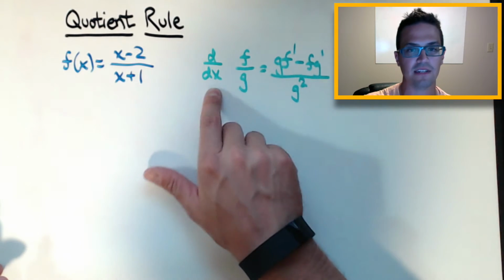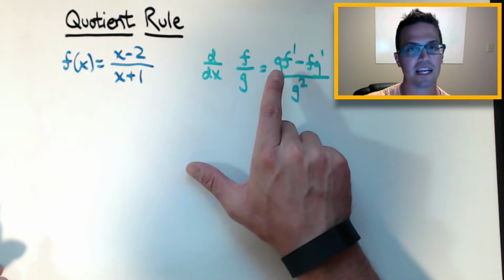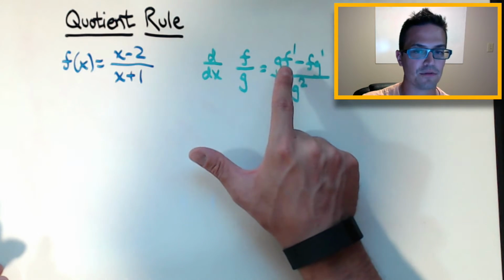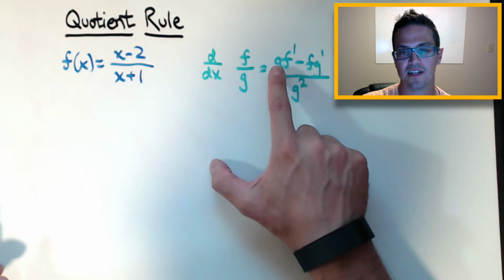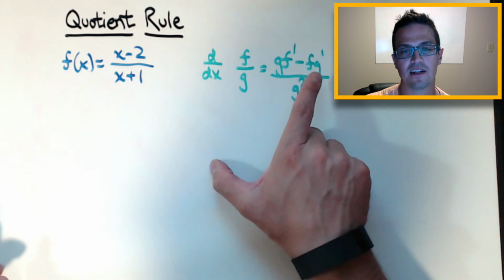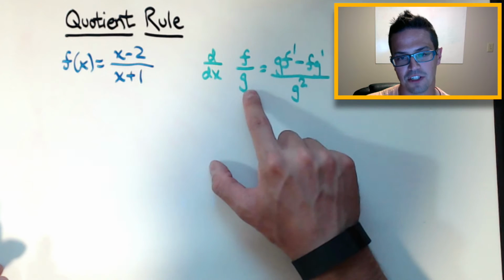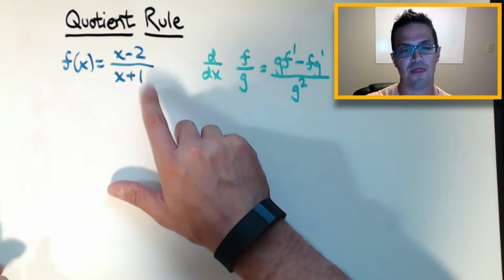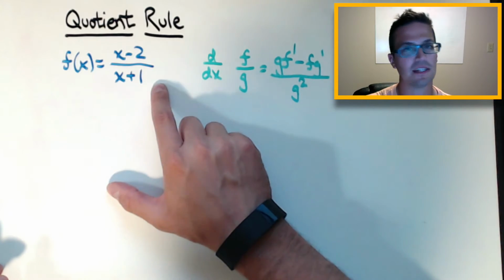And basically, when you take the derivative of a function over a function, you can take the original function on the bottom, the denominator, multiply it by the derivative of the top, the numerator, subtracted by the original numerator times the derivative of the bottom, this g right here, and then all of that is divided by g squared. So I'm going to use this quotient rule on this problem right here to try to figure out its derivative.